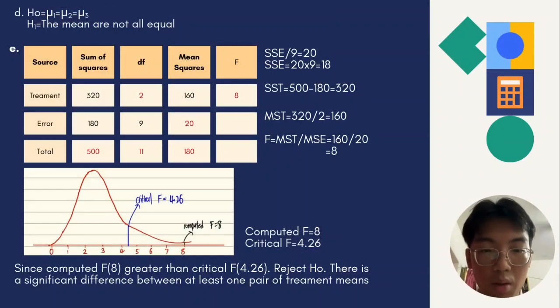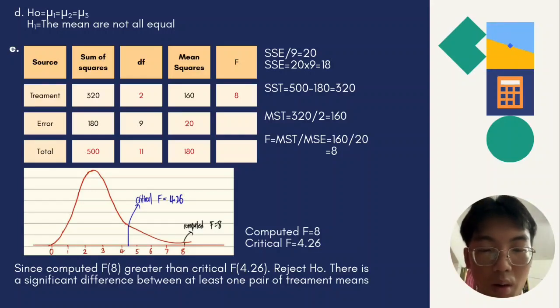Alright, let's go through question D. Question D asks what is the null and alternate hypothesis. So the null hypothesis is mu1 equal mu2 and equal mu3. And the alternate hypothesis is the means are not all equal. After that, we go through question E. The question E asks what is the conclusion about the null hypothesis.